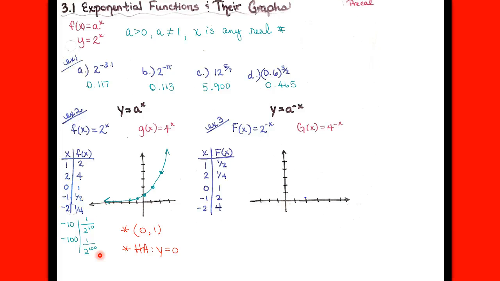So if I have those two landmarks, if they ask me to graph something like y equals 4 to the x, all right? If I'm graphing y equals 4 to the x, I can come over here and say, okay, I'm going to have a horizontal asymptote at y equals 0. I'm going to have an intercept at (0, 1).